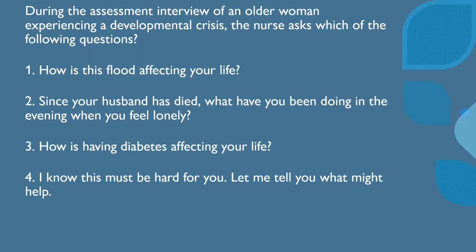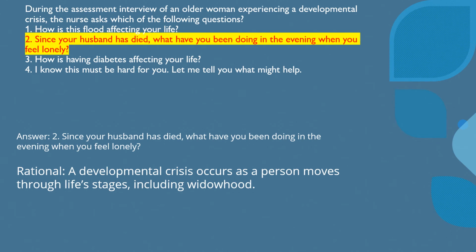During the assessment interview of an older woman experiencing a developmental crisis, the nurse asks which of the following questions? 1. How is this flood affecting your life? 2. Since your husband has died, what have you been doing in the evening when you feel lonely? 3. How is having diabetes affecting your life? 4. I know this must be hard for you. Let me tell you what might help. Answer 2. Since your husband has died, what have you been doing in the evening when you feel lonely? Rationale: A developmental crisis occurs as a person moves through life stages, including widowhood.